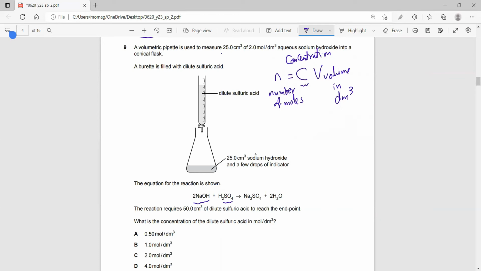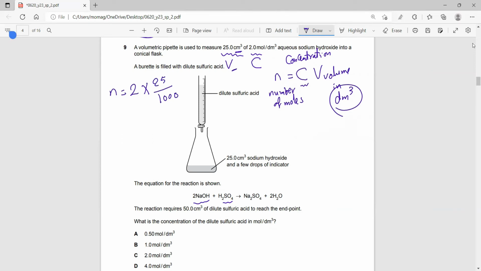So here we have 25 cubic centimeter of 2 molar aqueous sodium hydroxide. So here we have 25 cubic centimeter, which is V, 2 molar, which is C. So we need to determine the number of moles, n = CV. So number of moles equals concentration, which is 2, multiplied by volume, which is 25 cubic centimeter, but Mr. told me you have to use decimeter cube. Relax. Anything in cubic centimeter, divide by 1000 to be decimeter cube. So 25 divided by 1000.